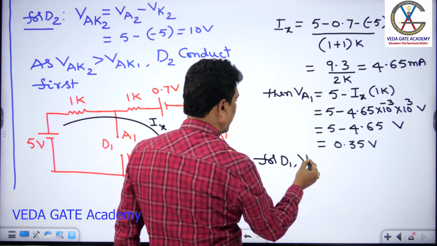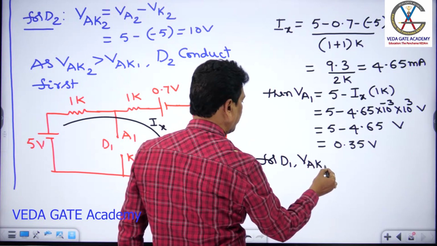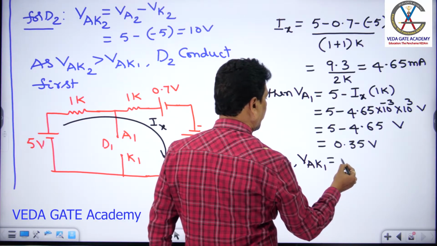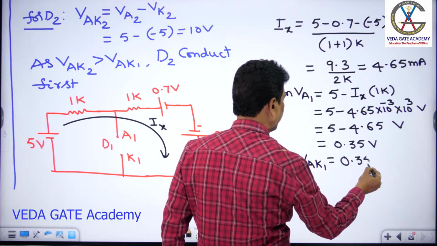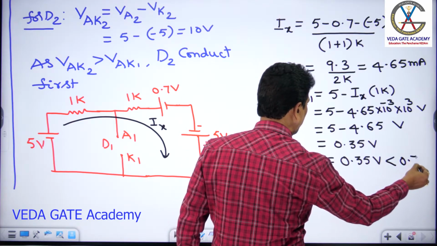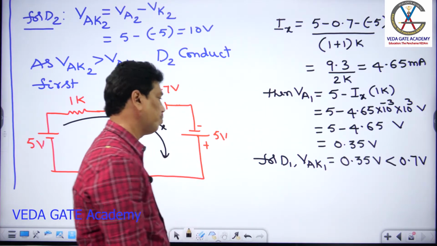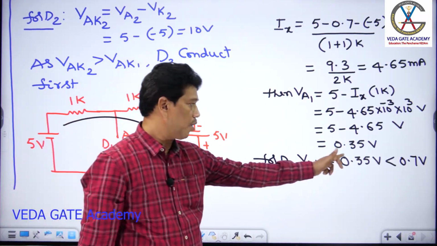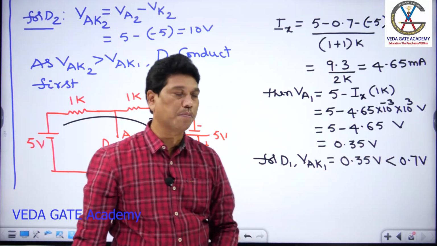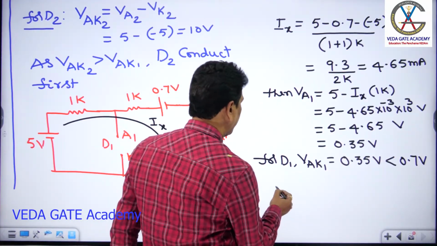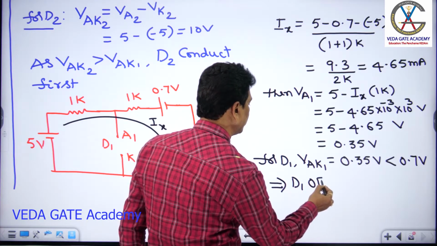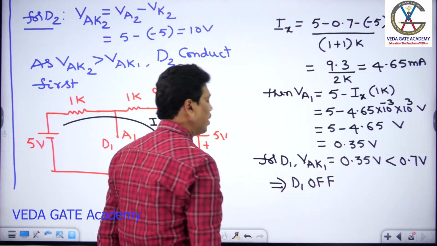Now for D1, you can calculate the anode to cathode potential. Anode potential is 0.35, cathode potential is 0, so that becomes 0.35 volt. That is less than its cut-in voltage of 0.7 volt. So for D1, the anode to cathode potential is 0.35 volt, which is less than its cut-in voltage of 0.7 volt. Based on that, D1 should be off.